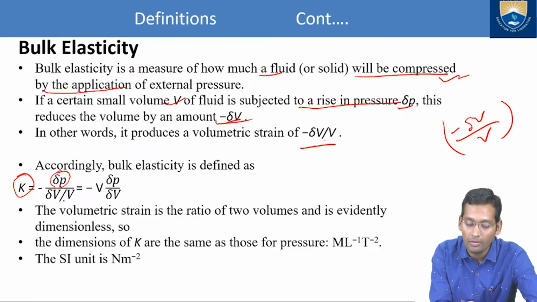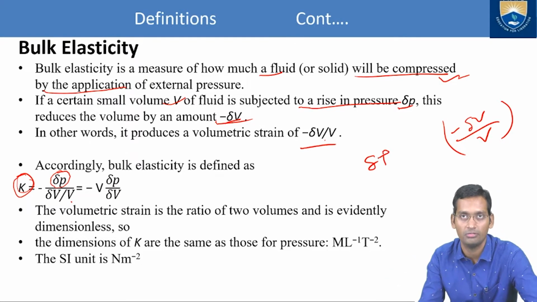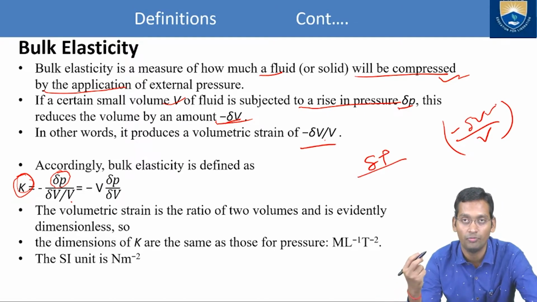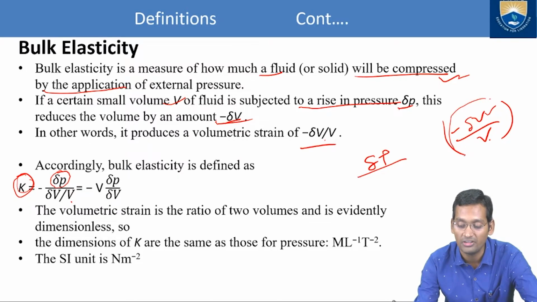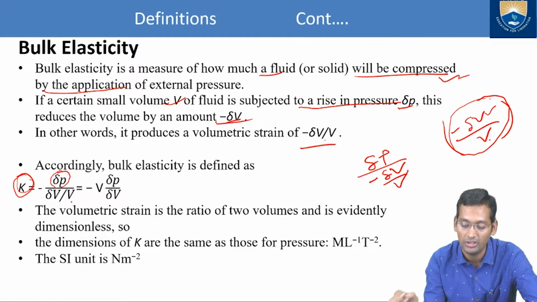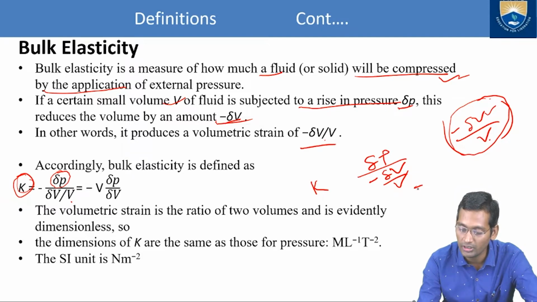So pressure divided by volumetric strain will give you the bulk modulus. Pressure is delta P, because we applied a small pressure delta P, and because of that they experience a change of minus delta V, that is, a small amount of volume changed. What is the volumetric strain? That is minus dV by V. So the change in pressure divided by the volumetric strain, minus dV by V, will give you the bulk elasticity.